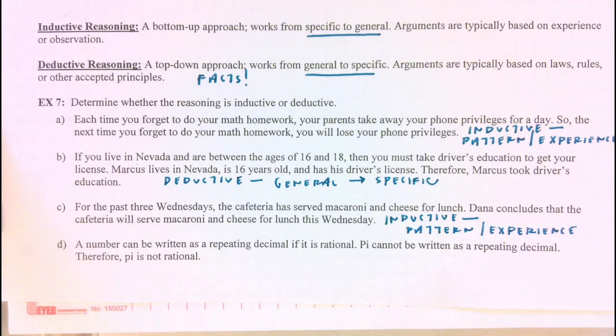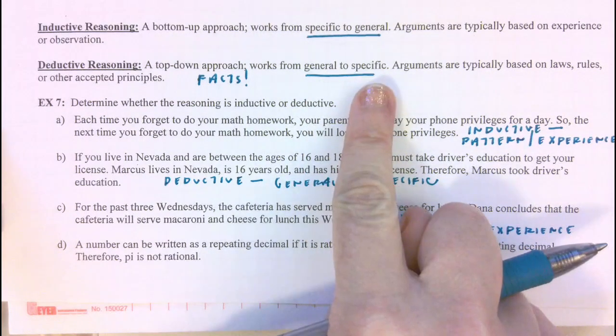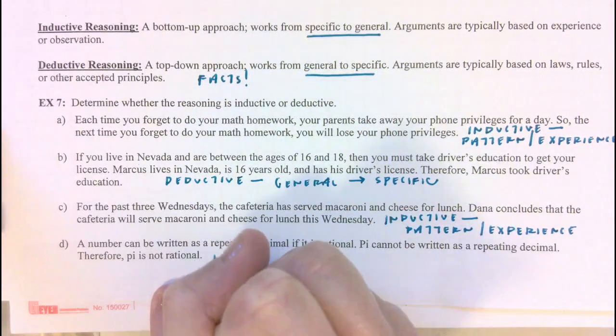Okay, the last one. A number can be written as a repeating decimal if it is rational. Pi cannot be written as a repeating decimal. Therefore, pi is not rational. So here we're starting off with something that is general, building to something more specific, right? We're looking at something that's more concrete based on established facts. So this one is deductive.